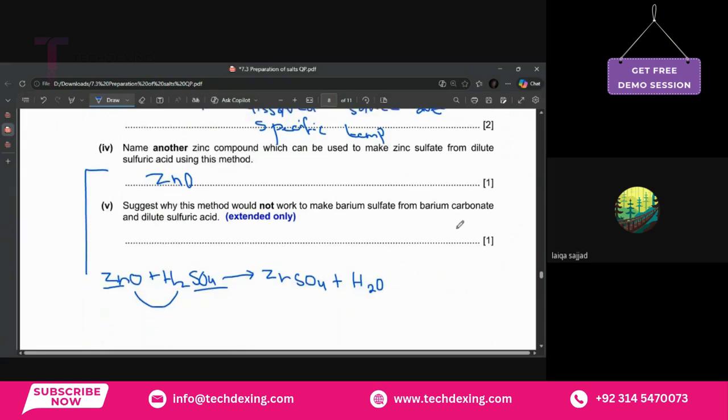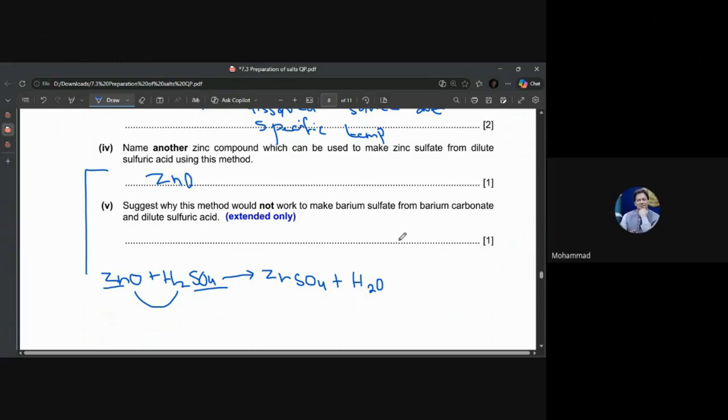Or if it's 1 mark, you can simply say that barium sulfate is insoluble. Have you got the reason or not? Yes, I'm okay.